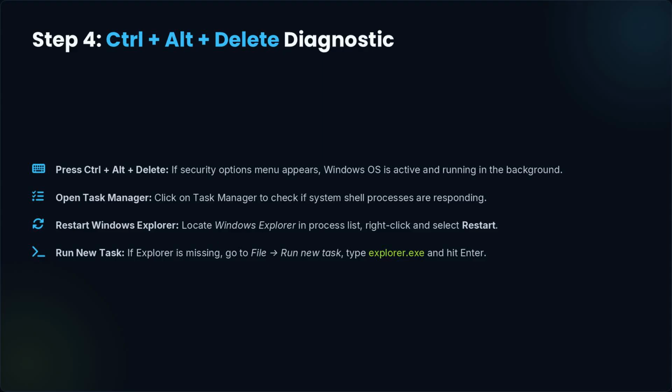Here is a crucial diagnostic test to confirm if the operating system is alive. Press Ctrl plus Alt plus Delete. If the Windows security screen appears, your operating system is fully functional. From this menu, open Task Manager. If Task Manager pops up, the issue lies within the Windows desktop interface or the Explorer process. In Task Manager, locate Windows Explorer. Right-click on it and select Restart.